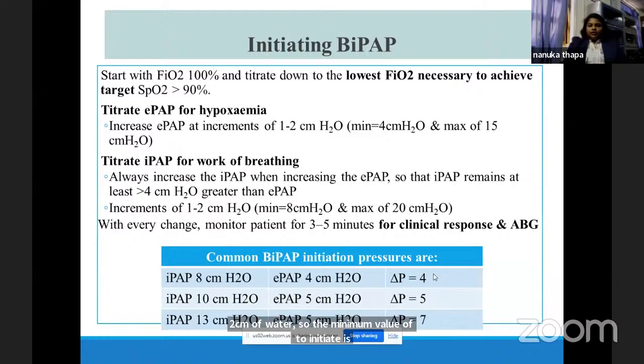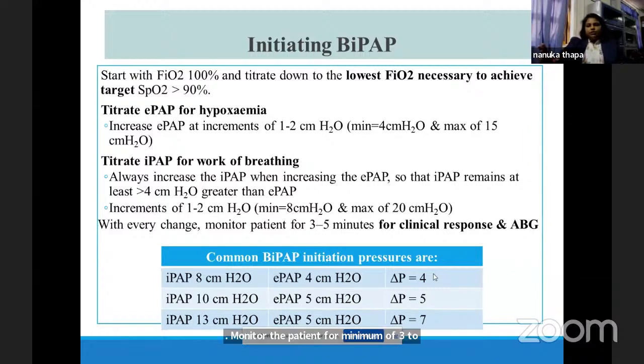To titrate IPAP for work of breathing, increase IPAP again when you increase the EPAP, so that the IPAP always remains above the EPAP with a difference of 4 centimeters of water. Incrementation is again 1 to 2 centimeters of water, minimum being 8 centimeters, maximum 20 centimeters. With every change you make in the machine, monitor the patient for a minimum of 3 to 5 minutes for any clinical response and ABG. Only after that, keep on increasing or decreasing.